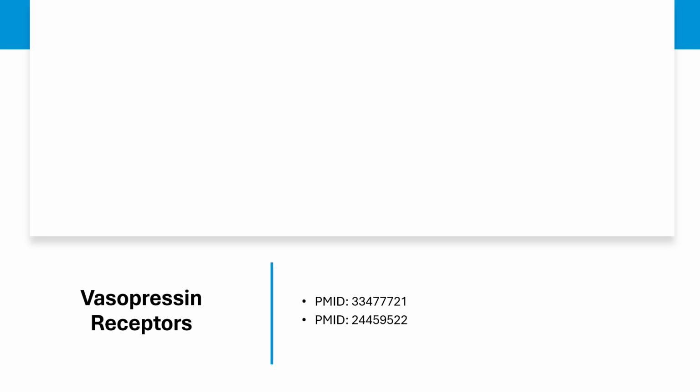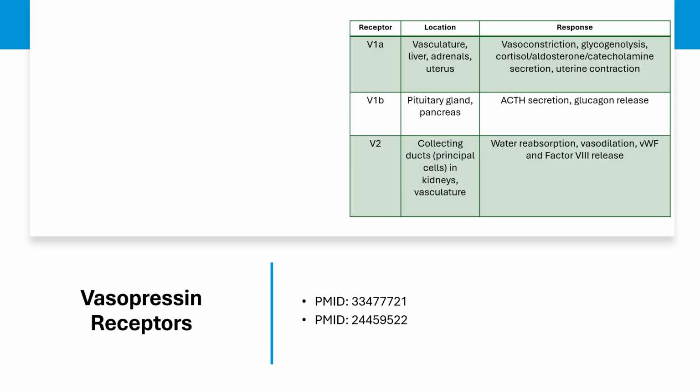So what about receptors to vasopressin? There are several ones which are important for us to know. Let's talk about V1A first. They are present in the vasculature, liver, adrenal glands, and uterus. Activation leads to increased vascular tone, glycogen degradation, increased secretion of cortisol, aldosterone, and norepinephrine, as well as uterine contraction.